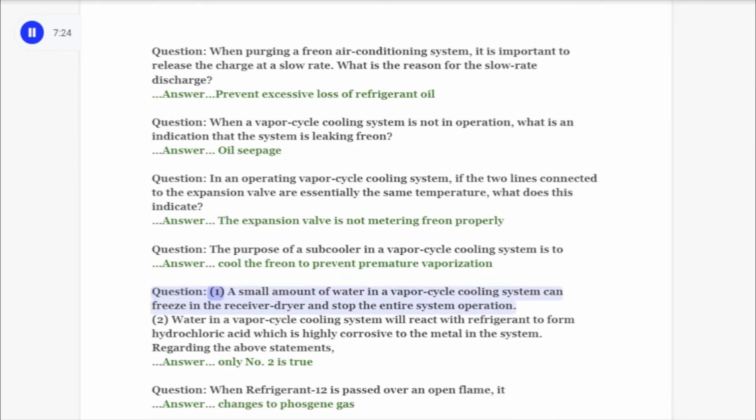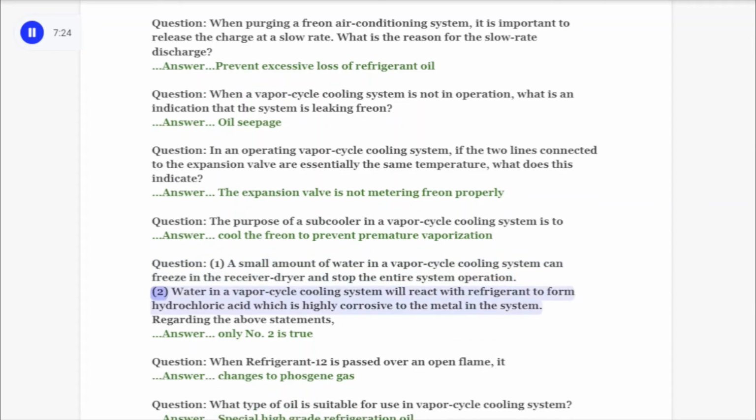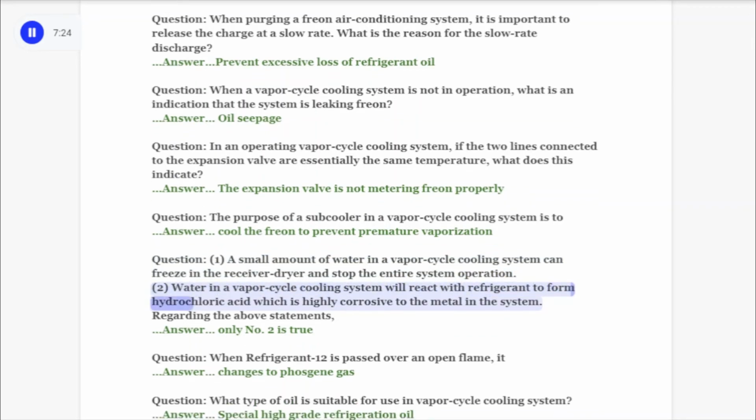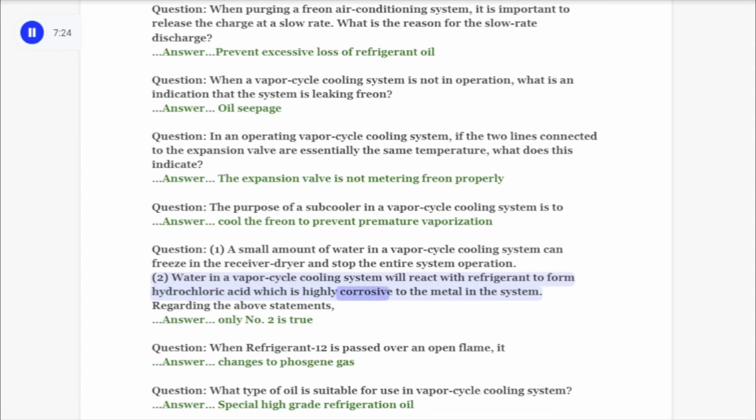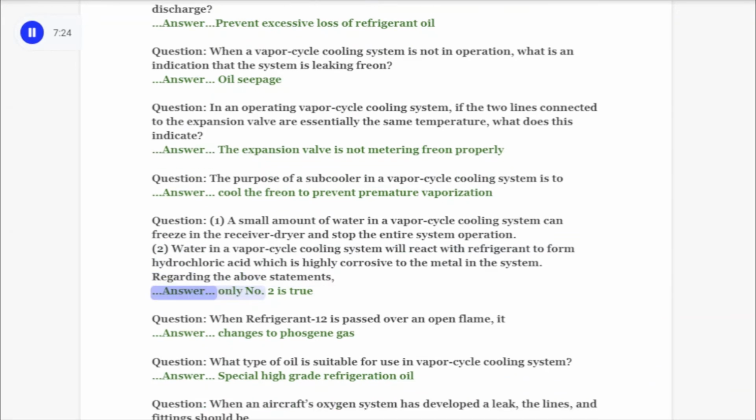Question: 1. A small amount of water in a vapor cycle cooling system can freeze in the receiver dryer and stop the entire system operation. 2. Water in a vapor cycle cooling system will react with refrigerant to form hydrochloric acid, which is highly corrosive to the metal in the system. Regarding the above statements, answer: only number 2 is true.